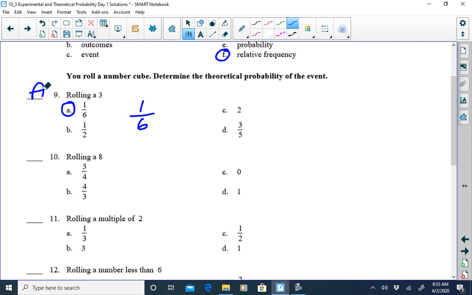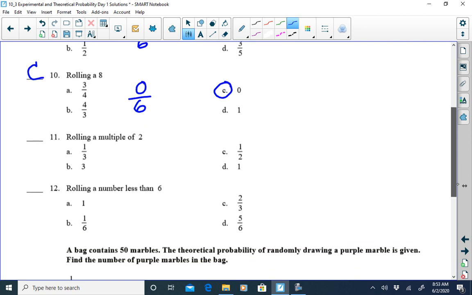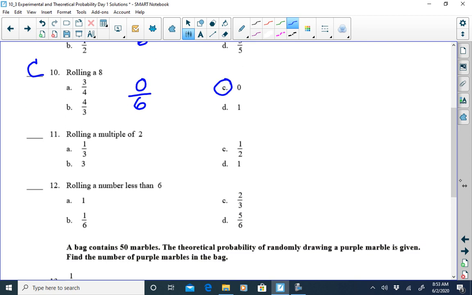What about rolling an 8? Well, out of the 6 possible outcomes for rolling a number cube, there are 0 8s on a number cube, so the probability would be C, 0. Question 11, rolling a multiple of 2.